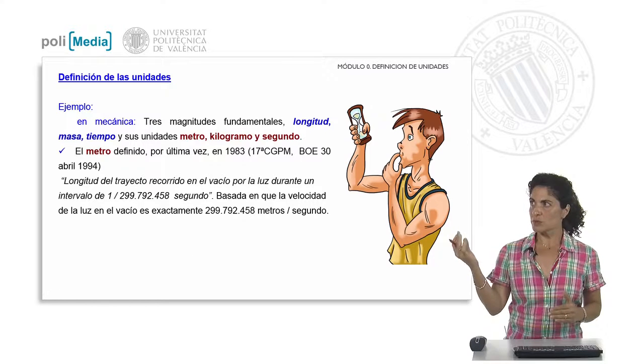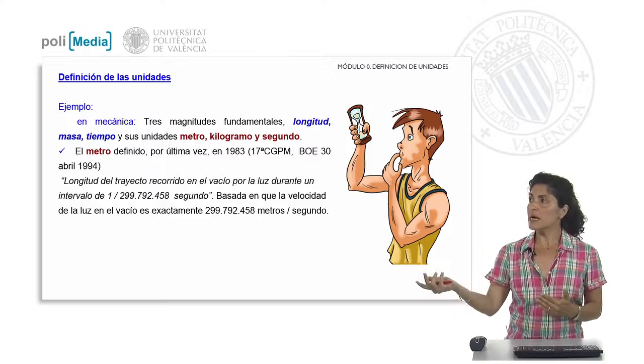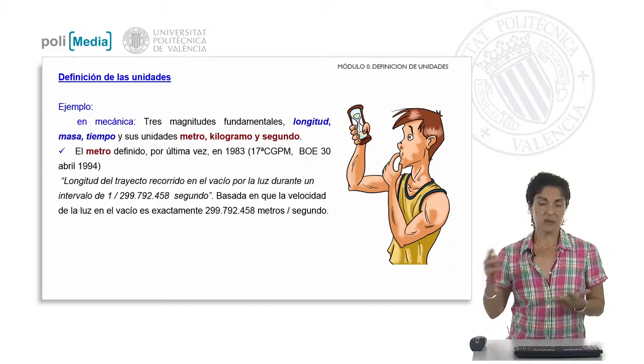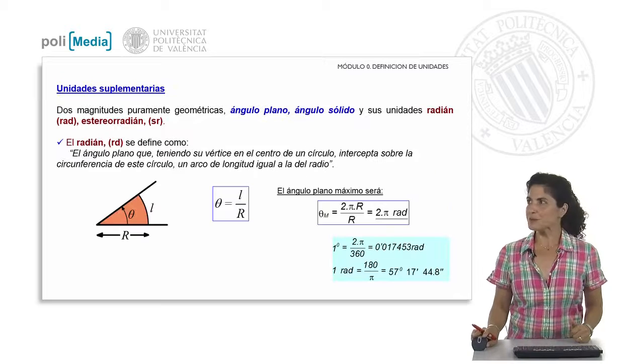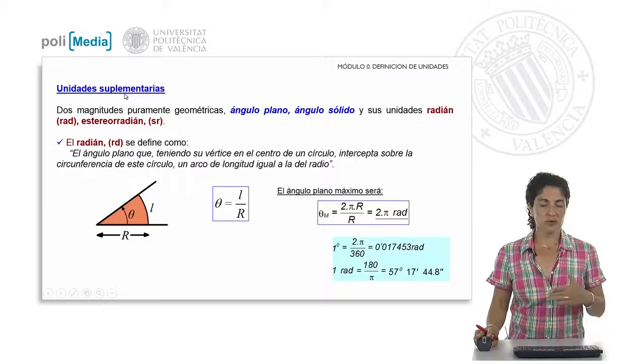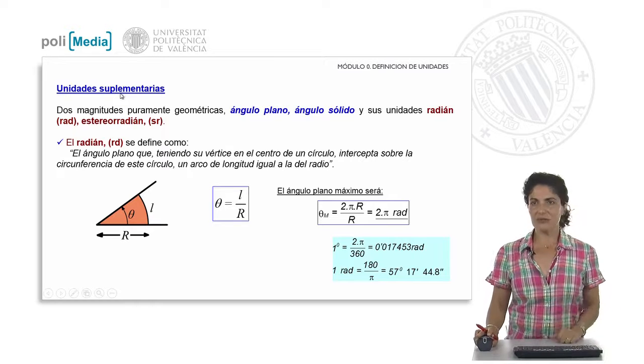We have done this for the meter. We can do the same and look in the official gazettes of the state for the units of mass, for the units of time, kilograms, second, etc., for the rest of physical magnitudes that we have. Among the supplementary units, we said that we had 2, since there was no global agreement on whether to include them in fundamental units or in derivatives.